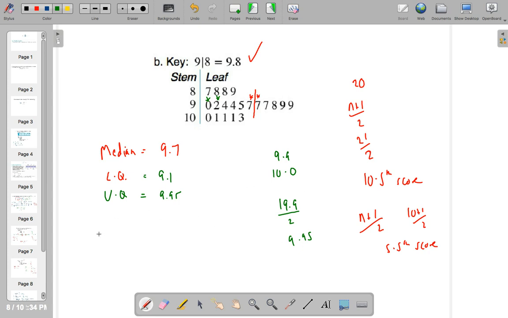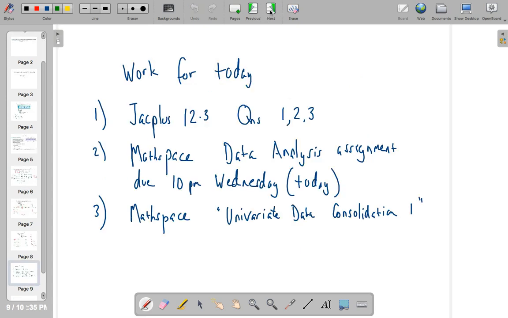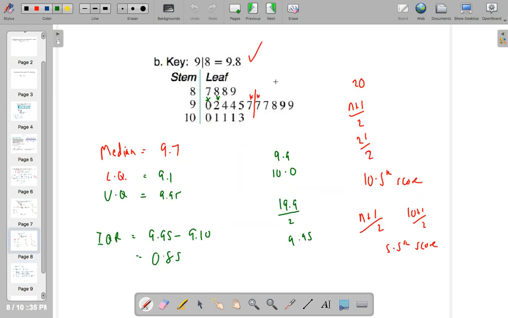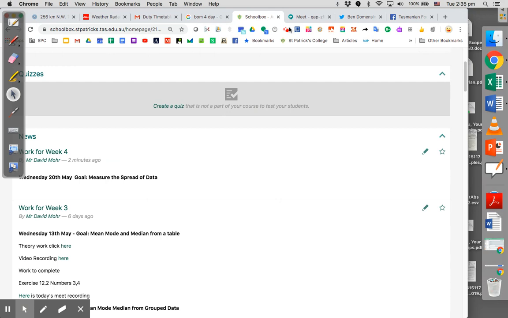So interquartile range is 9.95 minus 9.10 equals 0.85. And there we go. All right, hope that helps. It's a long presentation, but I had to cover a few bases there. Good luck.